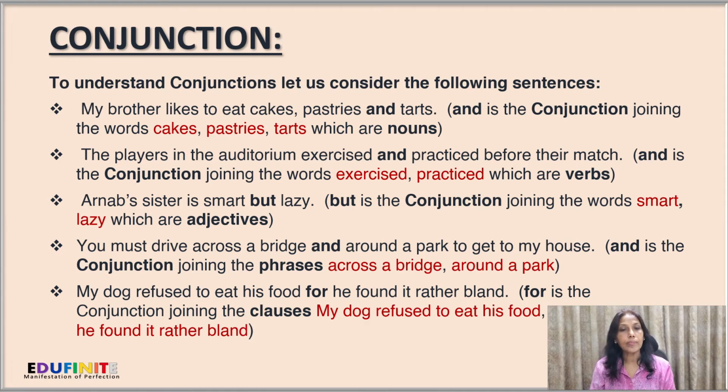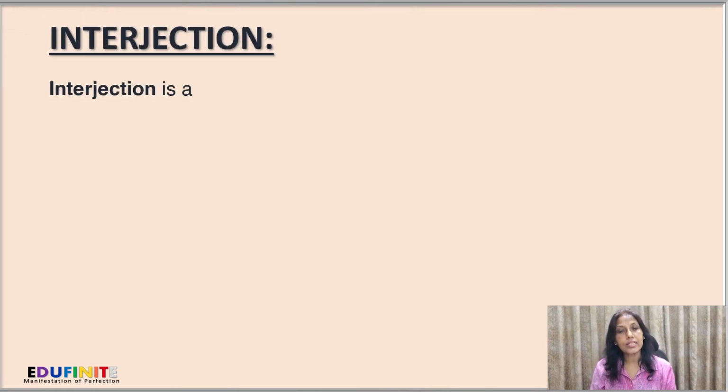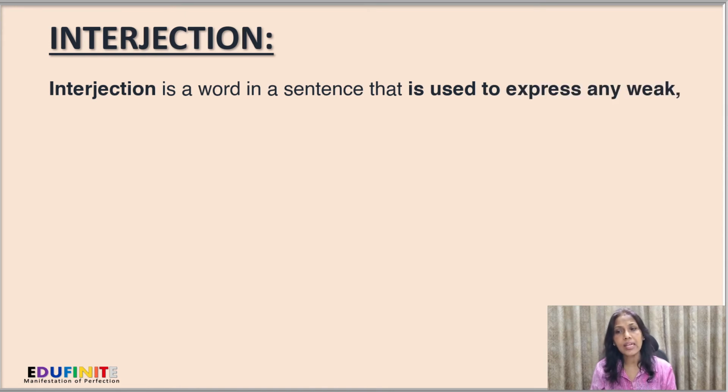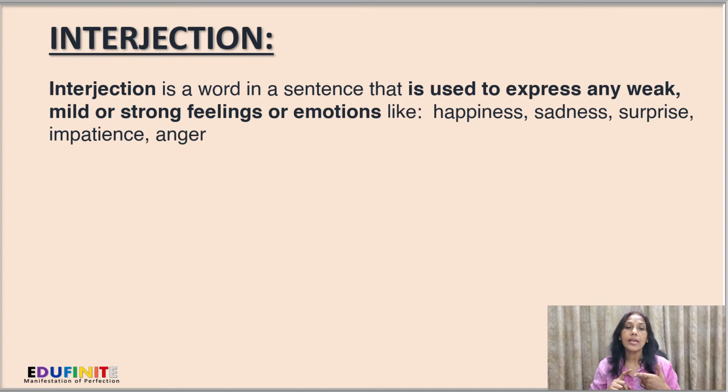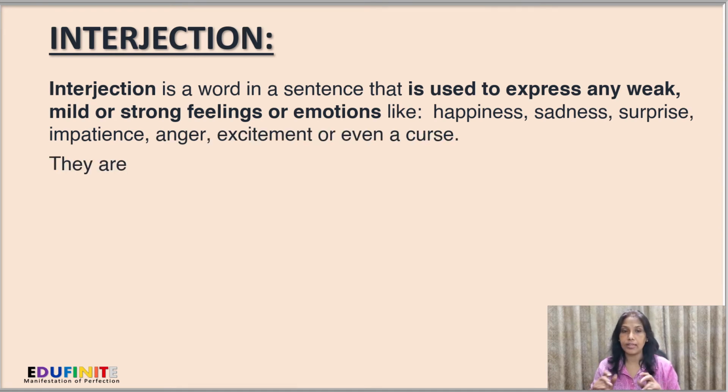Next comes interjection. Now, an interjection is a word in a sentence that is used to express any weak, mild, or strong feelings or emotions like happiness, sadness, surprise, impatience, anger, excitement, or even a curse.